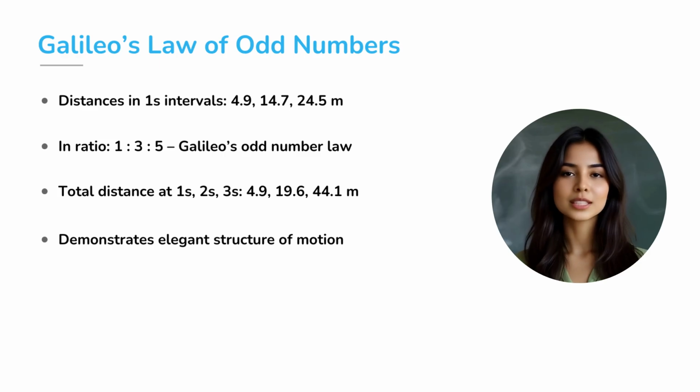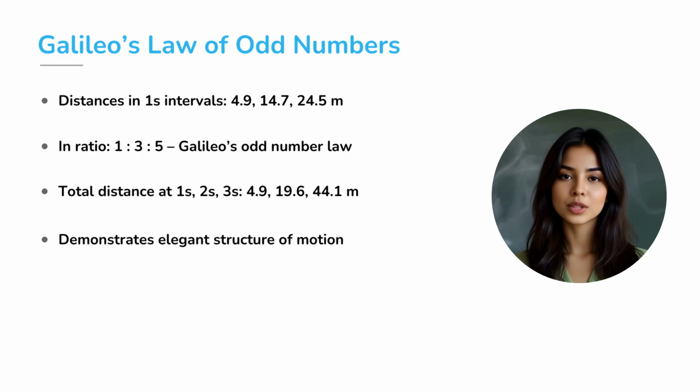Let's explore a fascinating observation made by Galileo. In equal intervals of time, the distances an object falls under gravity follow a pattern, an odd number sequence. Let's break it into 1-second intervals using the equation. We use the formula s equals 1/2 times g times t squared. At 1 second, that gives 4.9 meters. At 2 seconds, it's 19.6 meters. At 3 seconds, 44.1 meters.